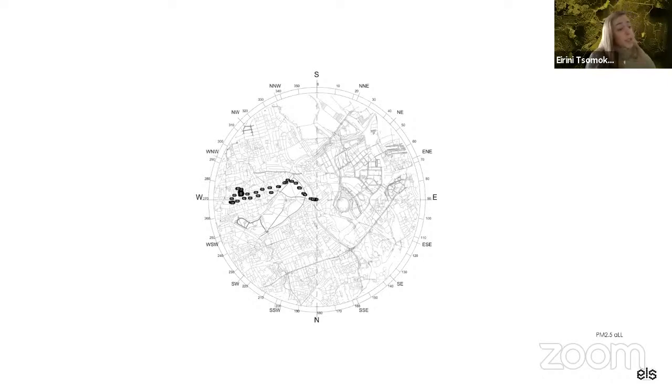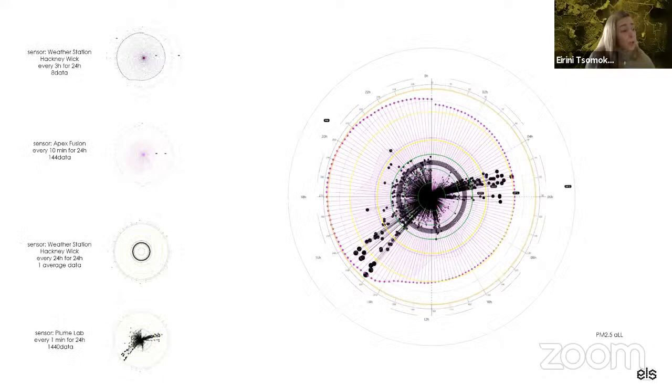Phase two is the daily data reading on a circular plot diagram. And phase three is the comparison of the portable sensor air quality tracker with the local weather station. The data are being compared on a single diagram.